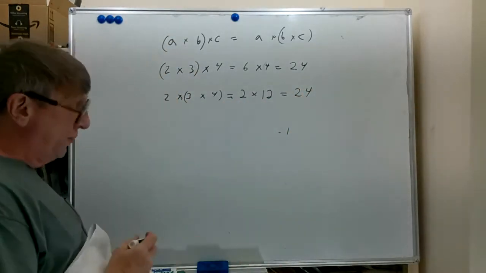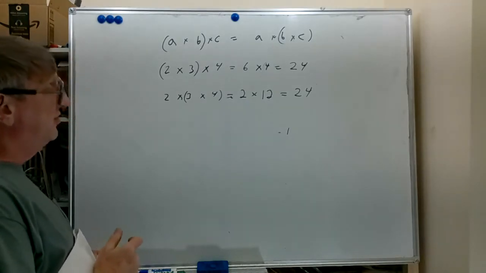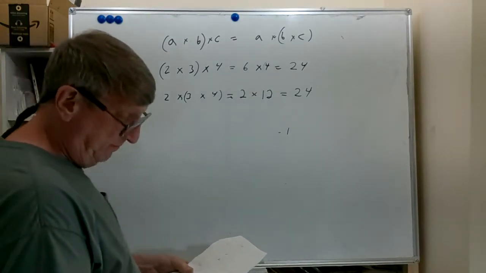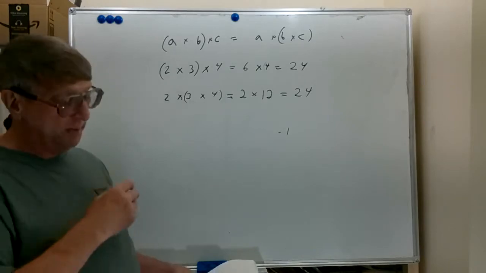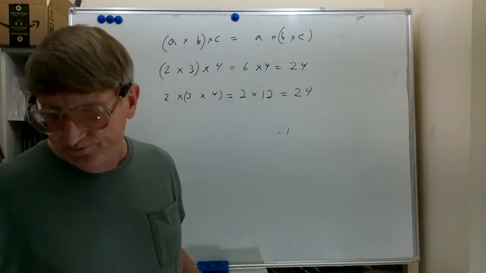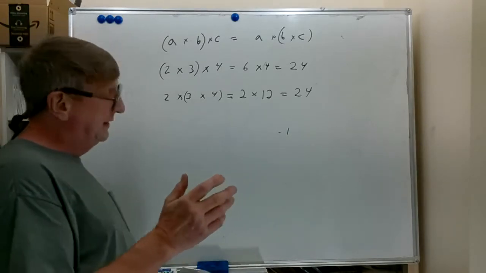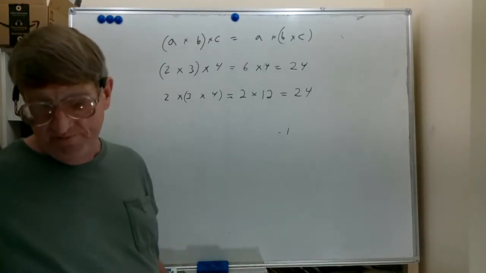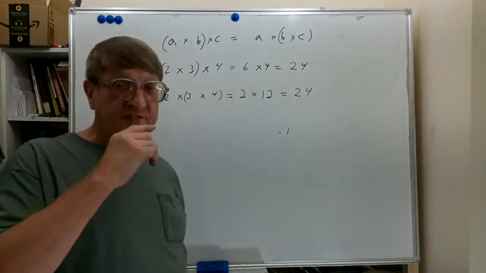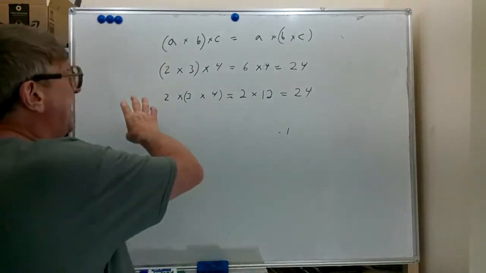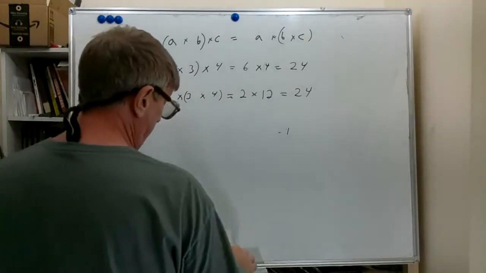So you can see how we associated the multiplication differently, and it did not change the result. But subtraction and division are not associative. You cannot apply this associative property to division.